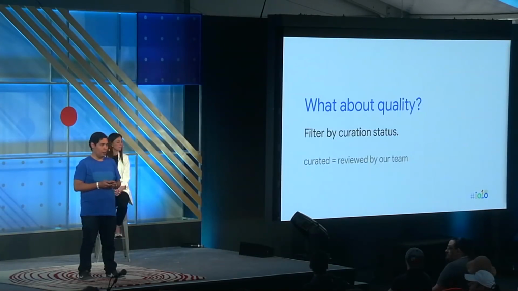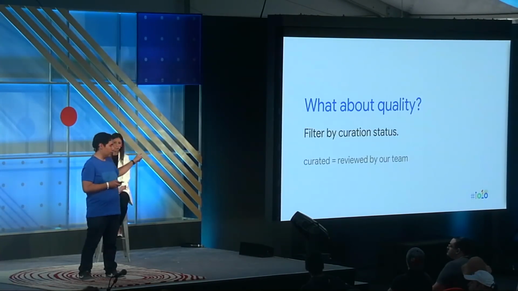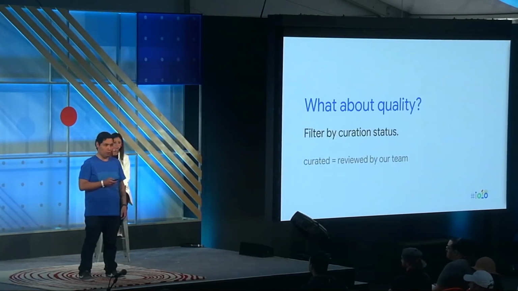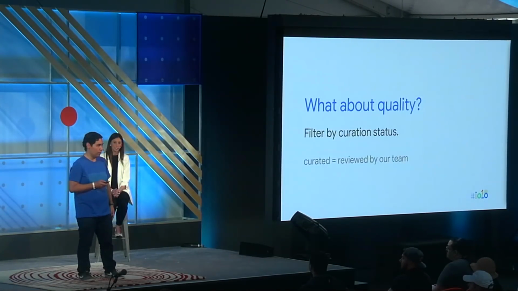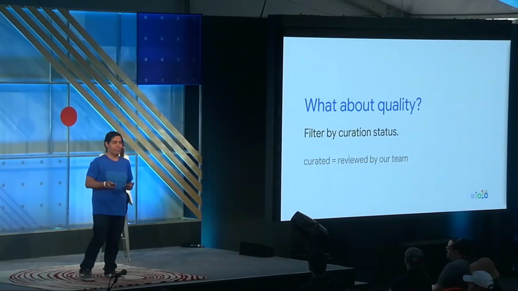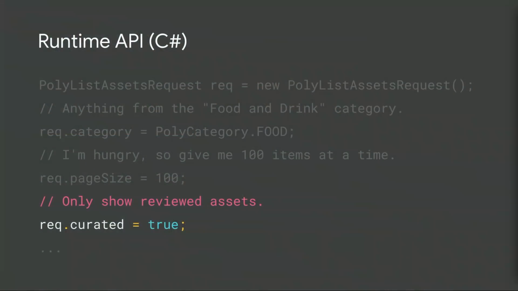So we have a flag called Curation Status, and you can use that in your search query. This means that whatever asset has that set to true, it means that we, our human reviewers, actually marked that as being a good asset. So if you trust our good taste, then you can use that flag to filter your assets as well. In terms of code, all you have to do is set curated equals true, and that will filter only by the reviewed assets.